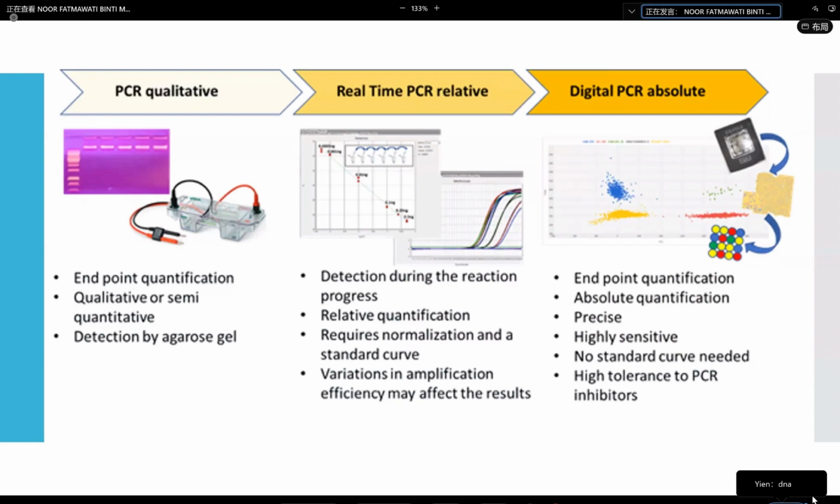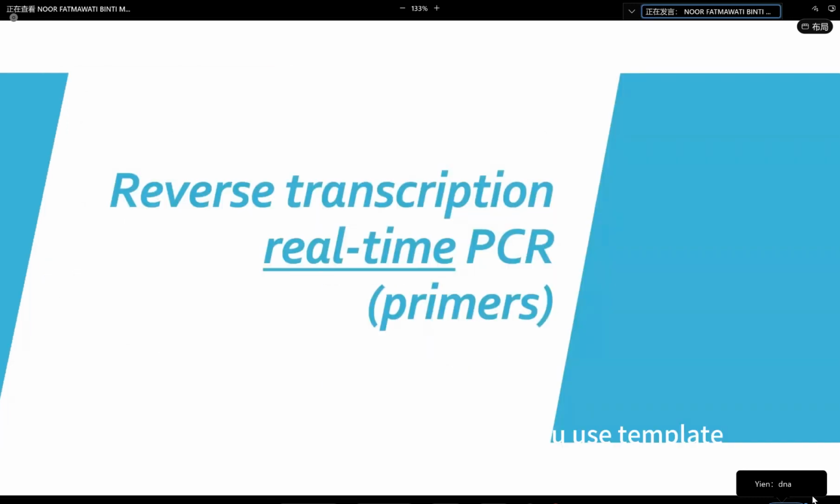Okay. Anyway, so again, for reverse transcriptase, you use a template whether it's RNA or cDNA. Like I said, if it's RNA, you can use one step. If it's cDNA, you use two step. You convert it with everything in two tubes.